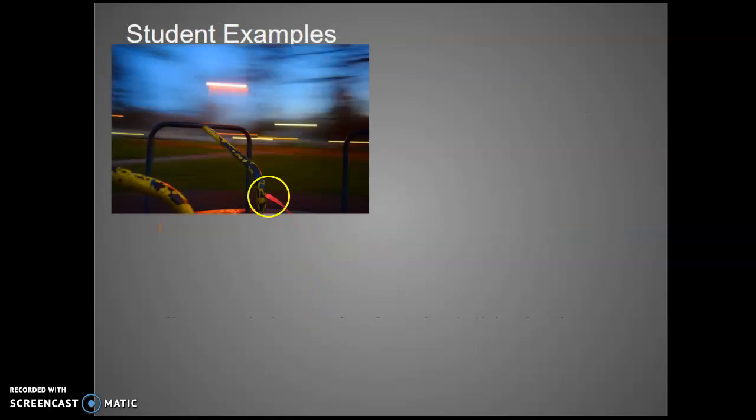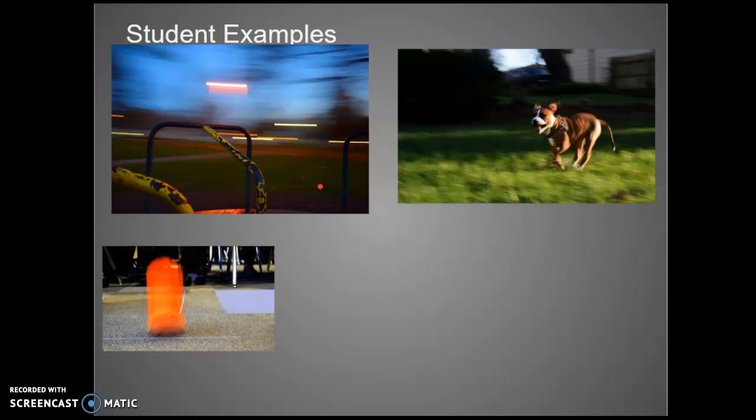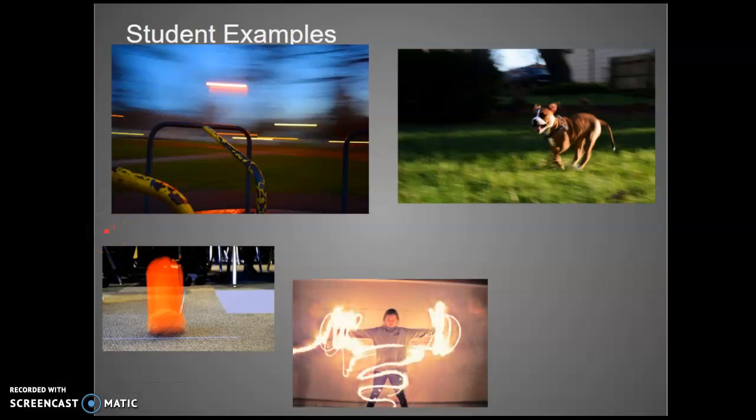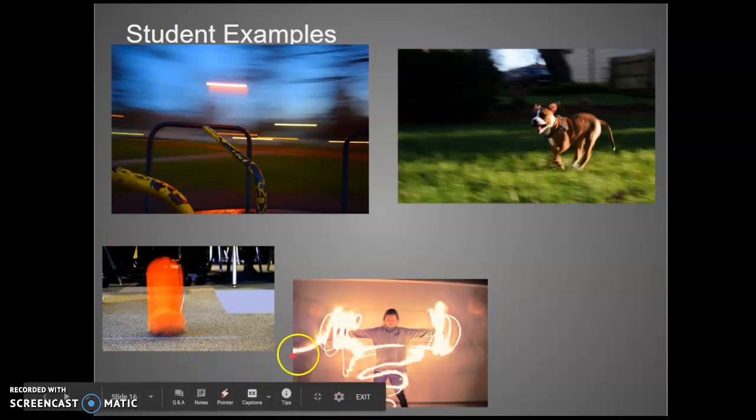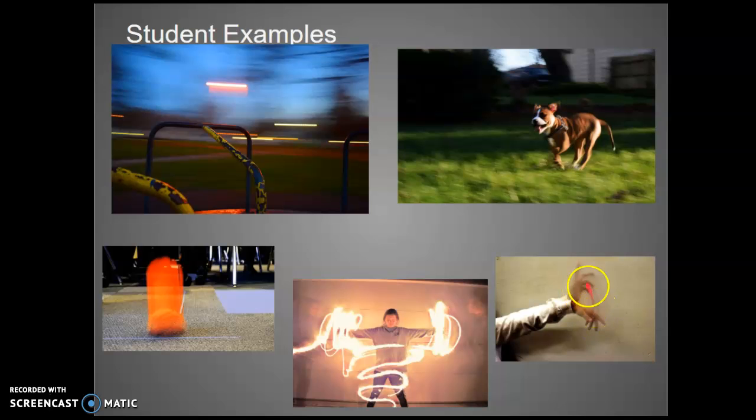Here's some examples. This is some blur motion sitting on a merry-go-round. We have a panned picture of a dog as it's running by. Blur motion, capturing the color. This is long exposure. They moved around while the camera was taking the photo and used a flashlight to draw around their sister. This is one of those photos where the before was okay, but the after edit was much, much better. You can see that moving the hand, they captured the blur.